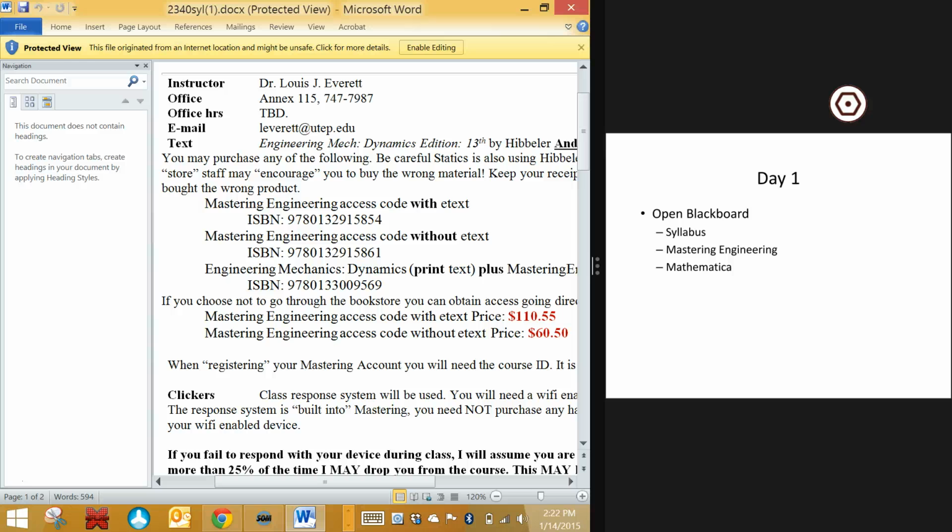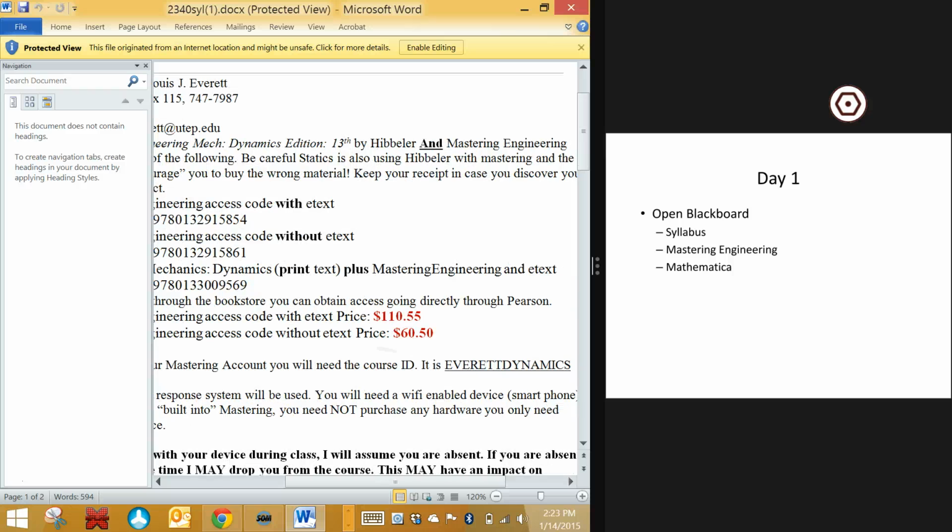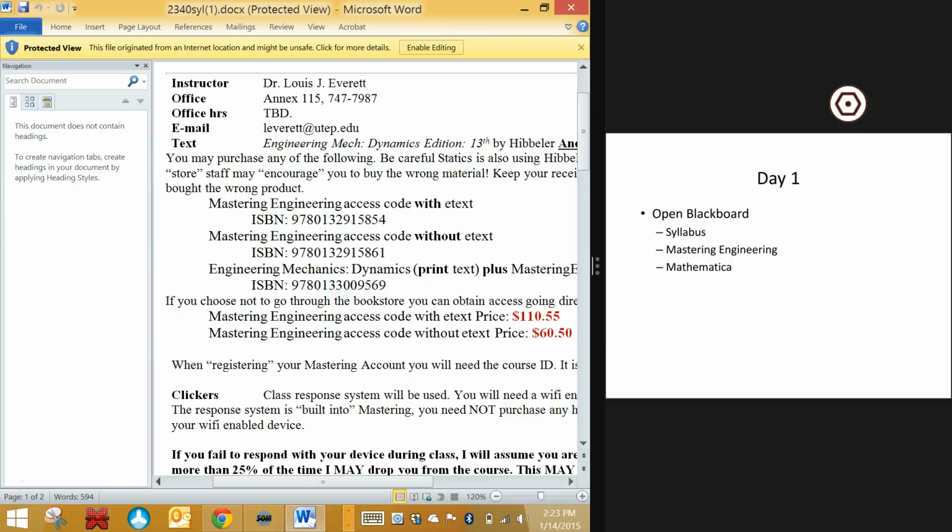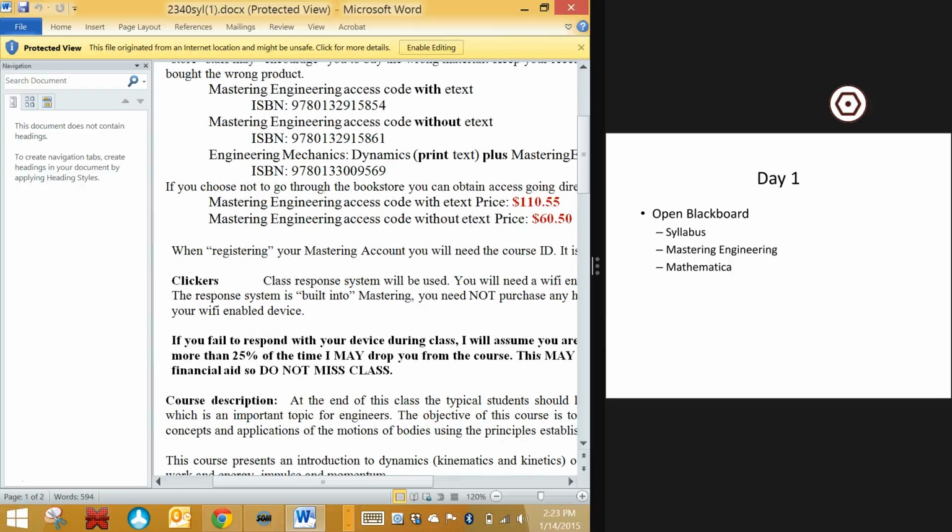The statics class also uses Mastering Engineering. So if you go to the bookstore, make sure you buy the correct access code, because if you buy the statics access code, you won't be able to get into the class. The Mastering account will need a course ID, and the course ID is Everett Dynamics, I believe. When you try to register, if you have difficulty, send me an email. Let me know what the situation is, and I will get it resolved.